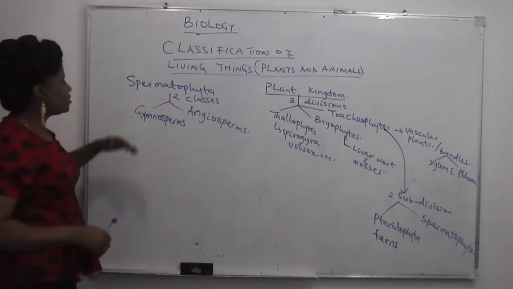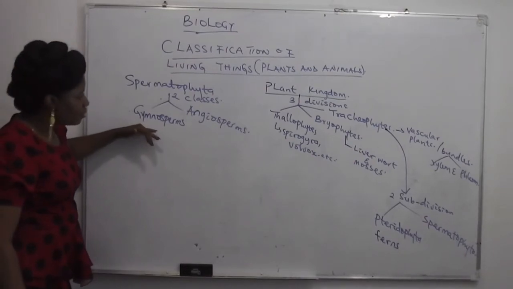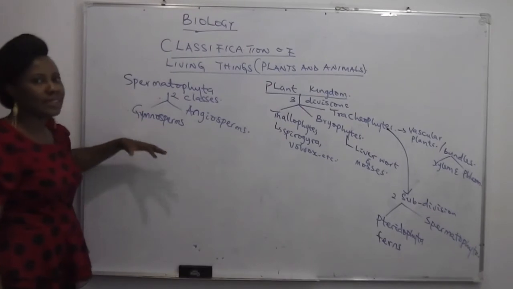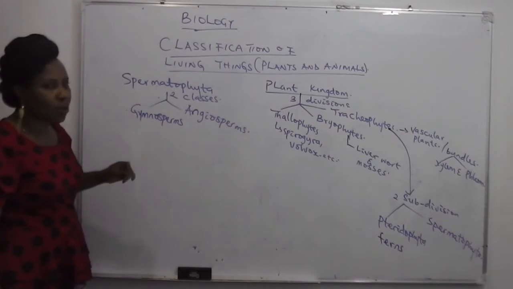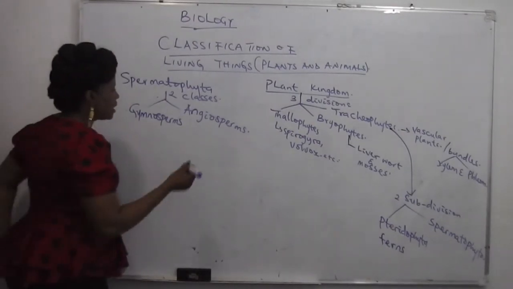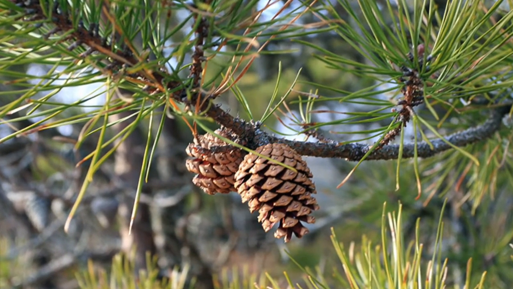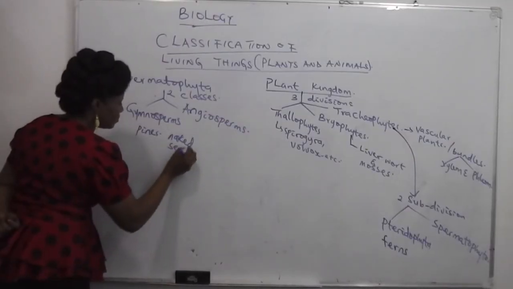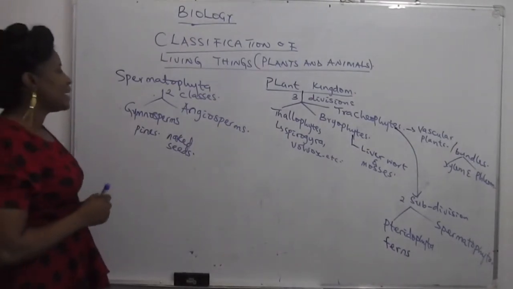Now looking at the Gymnosperms, they are non-flowering plants that produce seed, but their seeds are what? Naked. Examples of the Gymnosperms are the pines, they have what? Naked seeds. While the Angiosperms are further divided into two.